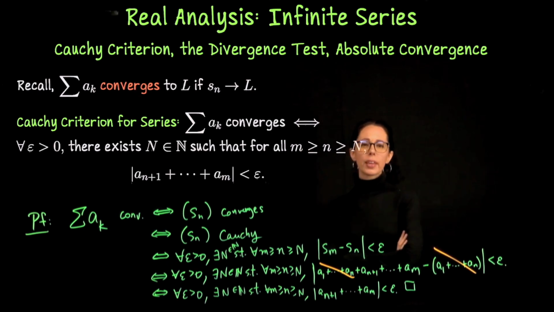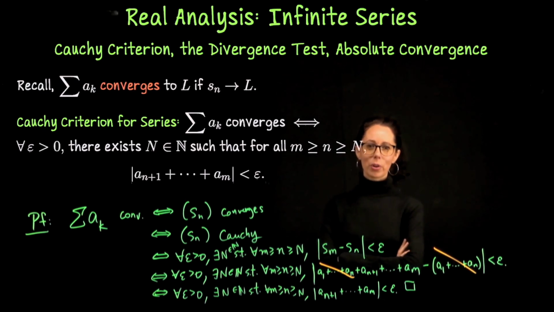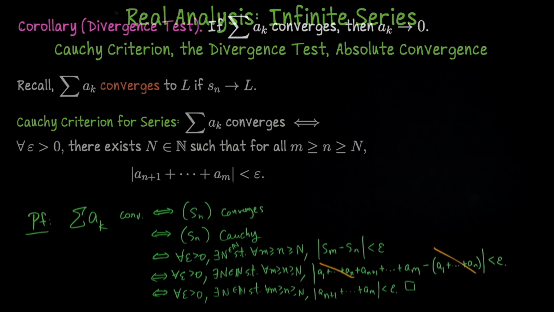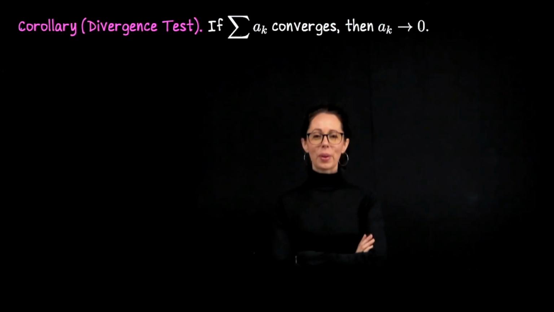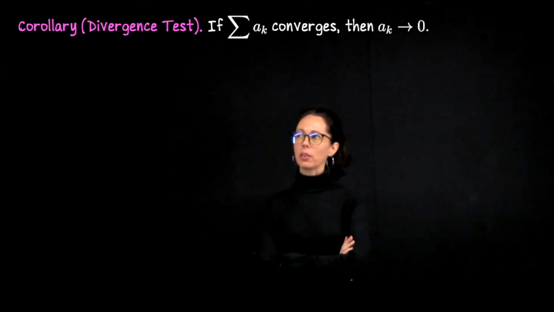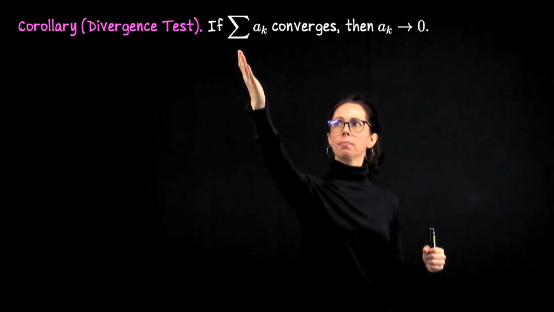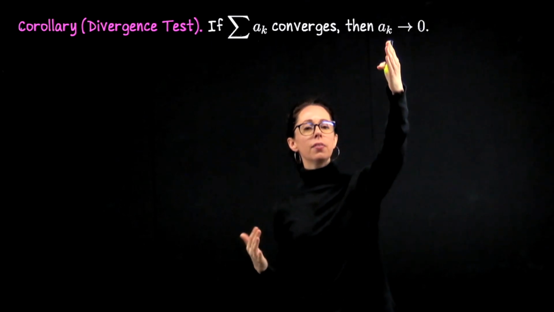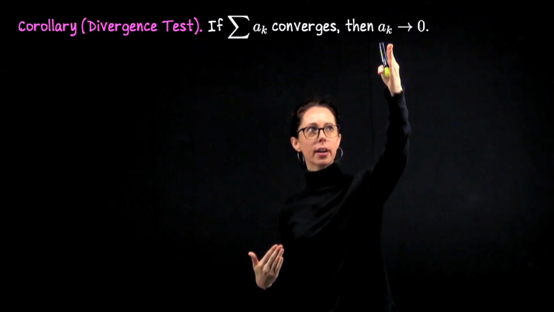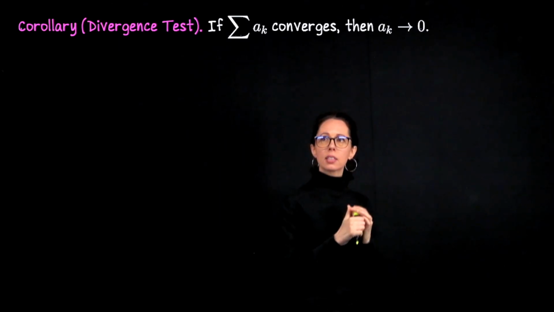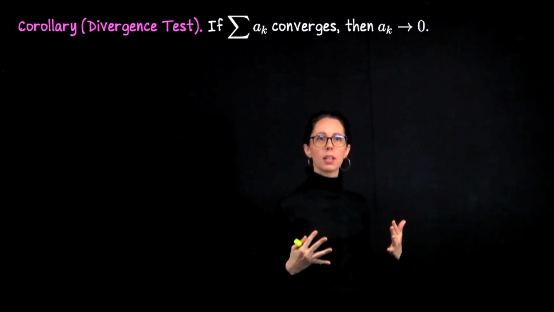In and of itself, I don't think it's too useful, but it has an extremely useful corollary. So let's take a look at the divergence test. So here's one of the most important facts about infinite series of real numbers. If the series converges, then it must be the case that the individual terms that we're adding to each other, those terms must shrink to 0. So let's immediately prove this, and then we'll talk about some consequences.